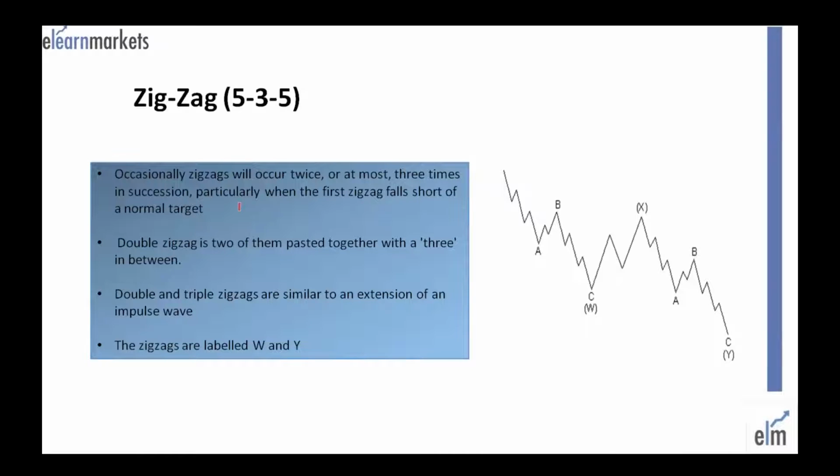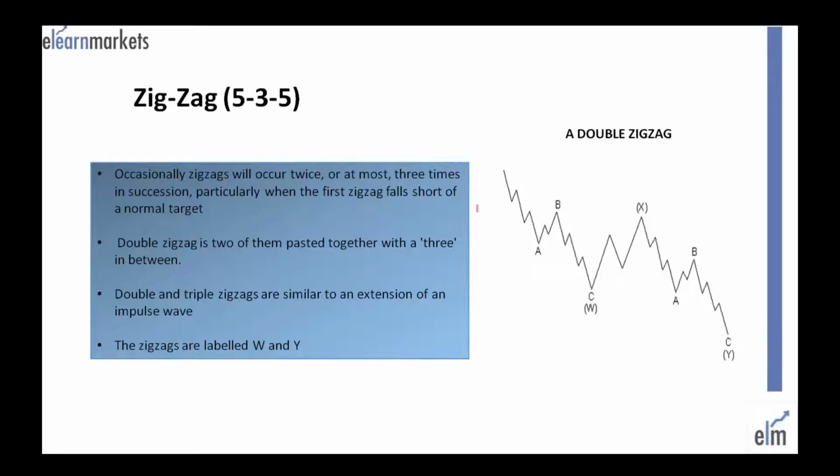Now, what we are discussing is a bit complicated, so please pay attention. We will be discussing double zigzags. What is a double zigzag? It is a pattern which occurs when two zigzags occur back to back, interrupted by a 3. A double zigzag is 2 zigzags pasted together with a 3 in between. A double or triple zigzag is similar to an extension of an impulse wave. We discussed while discussing extensions that they can be observed in corrective waves as well, and this is where it comes in. The zigzags are labeled WXY.